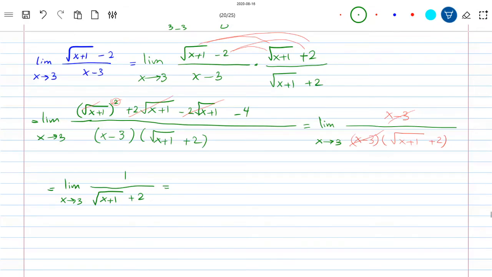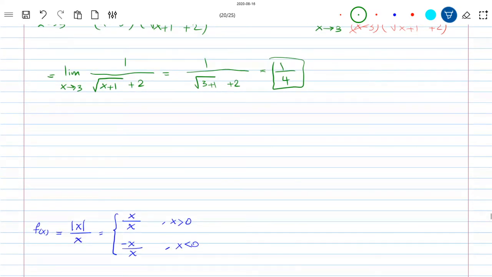So now if you replace 3 and calculate, what do you get? It is 1 divided by root 4. I replace 3: 3 plus 1, plus 2. What you get is 1/4. This is the limit to our example: 1/4. Without simplifying, you could not get this number. Do not create a table now. You have to use this multiplication and conjugate to get to this point.